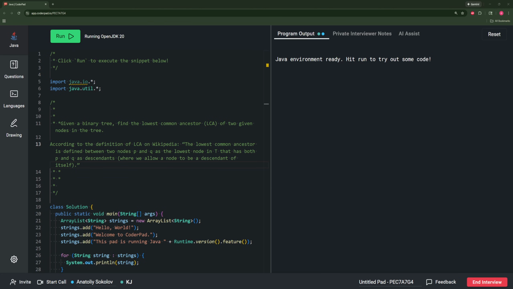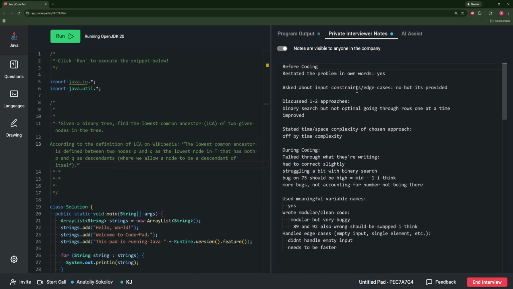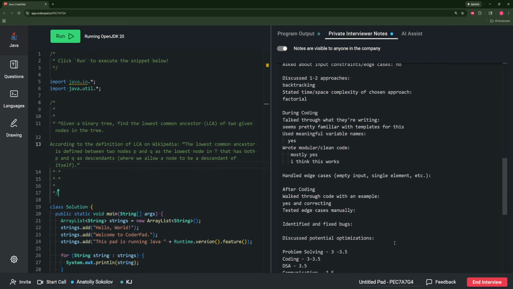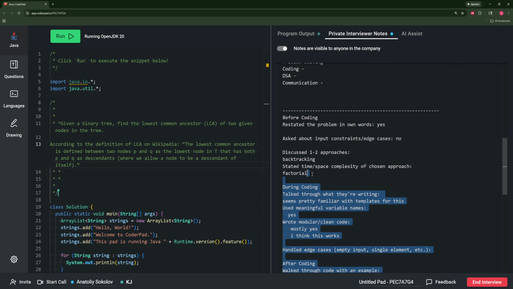Sure. Given a binary tree, find the LCA. Okay. Got it. And the binary tree has, I'm assuming, a left and right pointer, right? Yes. So binary tree has left and right pointer. Got it.